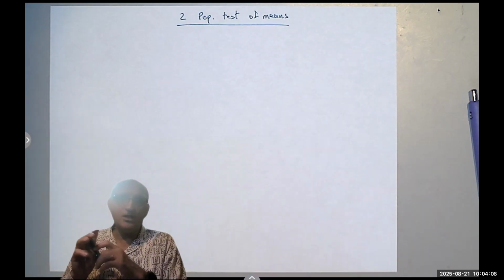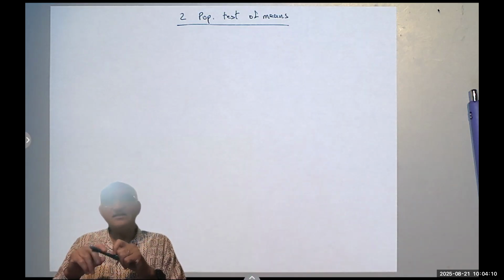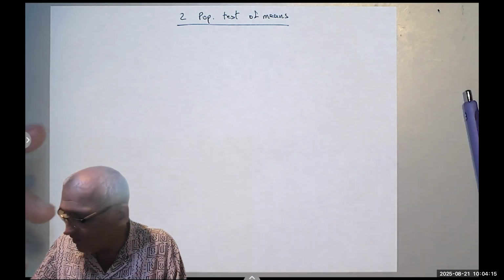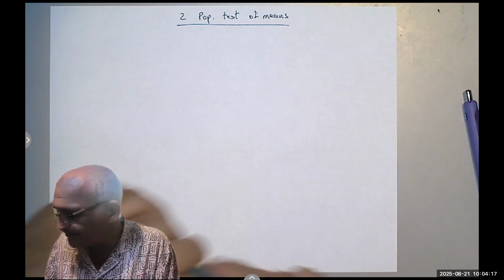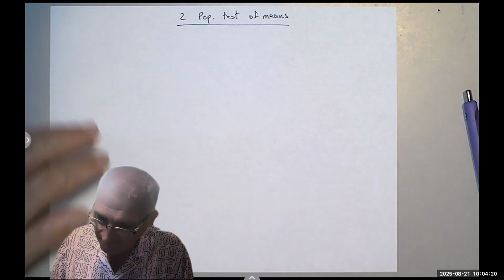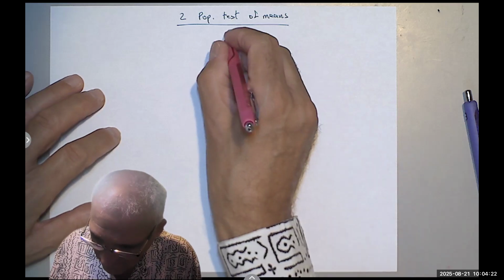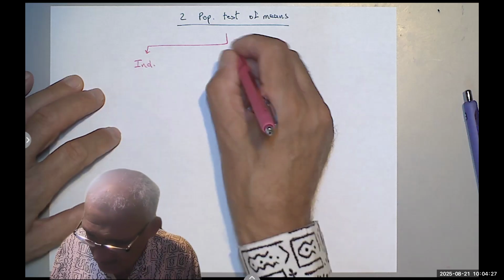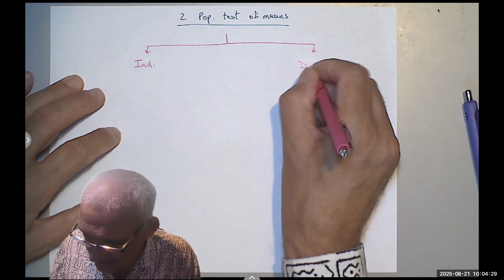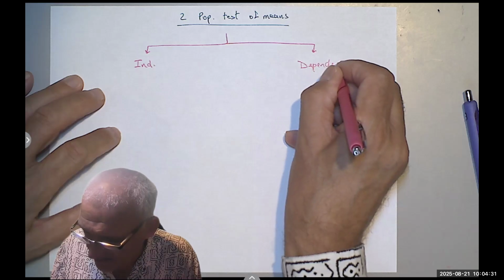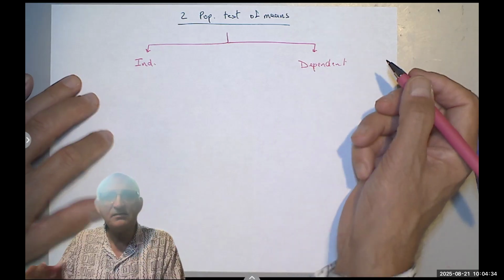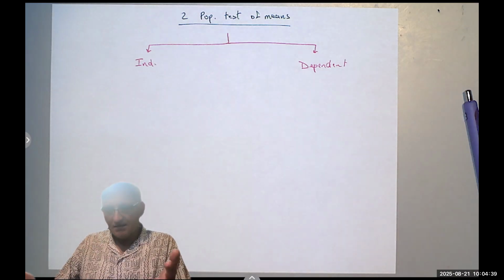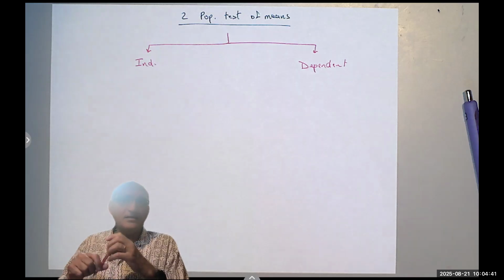If we have two populations, we can test the mean, but before testing the mean, we have to find out whether these two populations are independent or dependent. Say, how do I know that? Well, we'll talk about that. But generally speaking, they are usually independent.